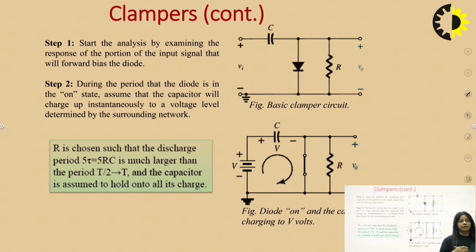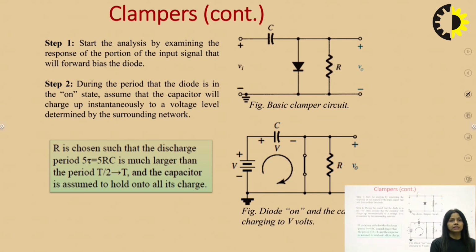Always remember 2-3 points which are very necessary to understand. First of all, you have to start the numerical. Now I am emphasizing this particular sentence: you start the numerical from the portion of the input waveform where the diode is forward biased. Again, I am repeating. You start the numerical from that portion of the input waveform where the diode is forward biased, right?